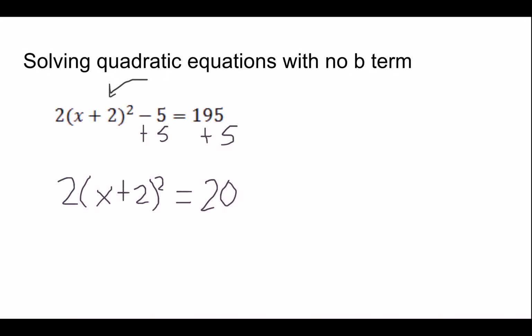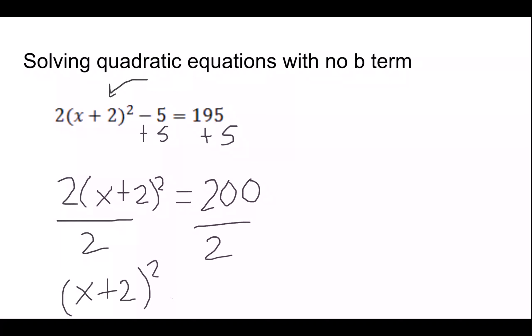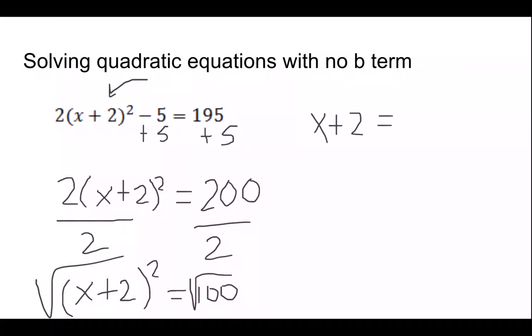I'm going to get 200. Then we're going to divide by 2. And (x + 2) squared equals 100. Then we'll take the square root. And again, you need a positive side and a negative side. So you're going to get x + 2 equals positive 10, and x + 2 equals negative 10. And we're going to solve it from here.